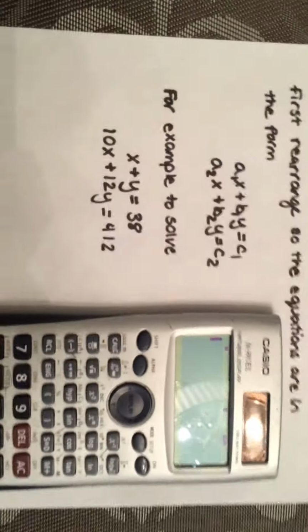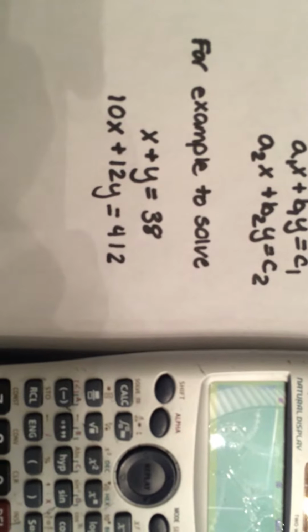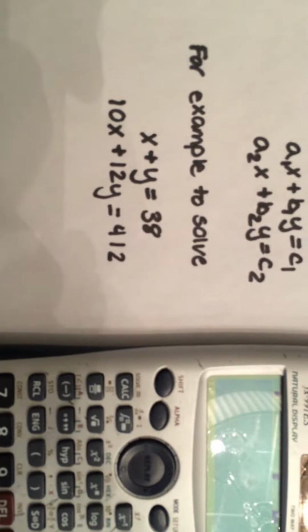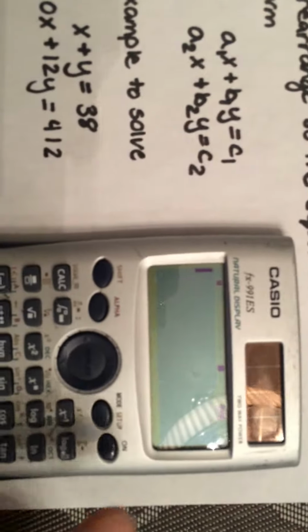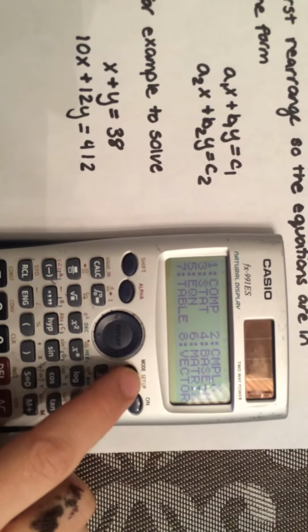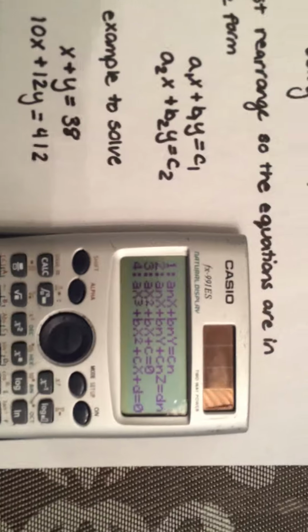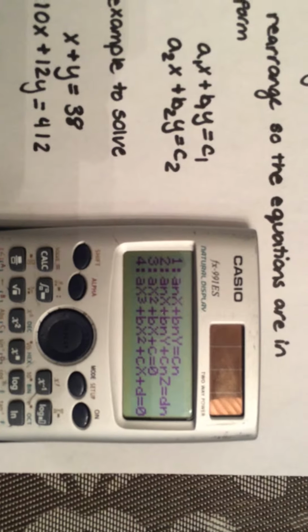So the example I'm going to show you today is x plus y equals 38 and 10x plus 12y equals 412. Go to your calculator, select mode. You're going to select 5 for equation. You should see this on your screen.